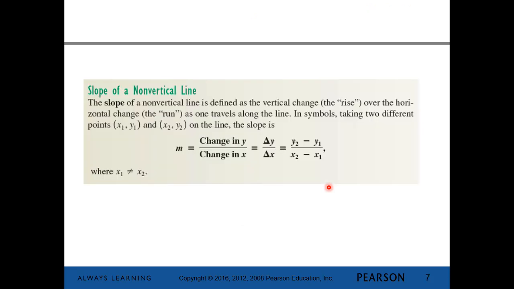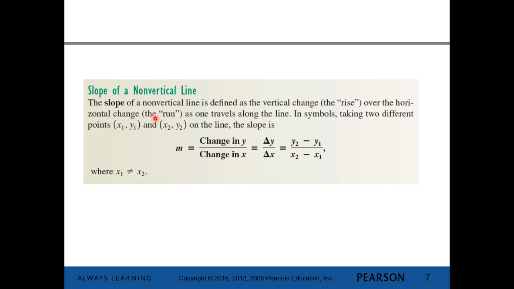And so that gives us our definition of the slope of a non-vertical line. So this is a straight line. So we're only dealing with straight lines here, not curved. The slope of a non-vertical line is defined as the vertical change, which often we call rise, divided by the horizontal change, which is run. So rise over run.